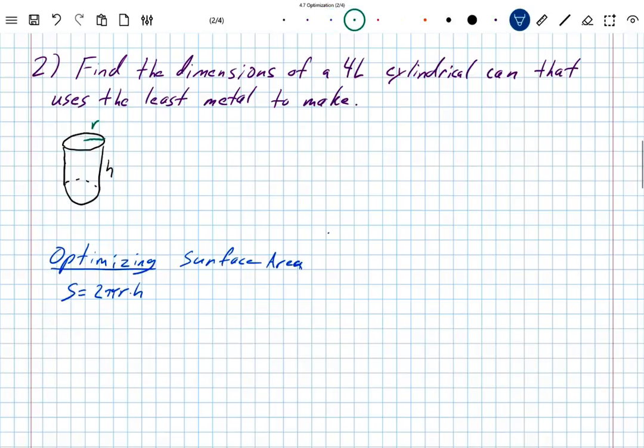Let me go ahead and draw that out a little bit over here. So if we took the wrapper on that can and we unraveled it, we'd have a height like that, and then the distance around is really the circumference of a circle, so that is 2 pi r.